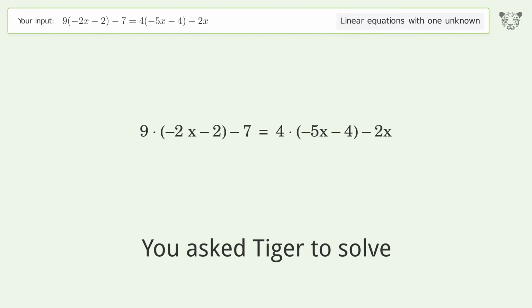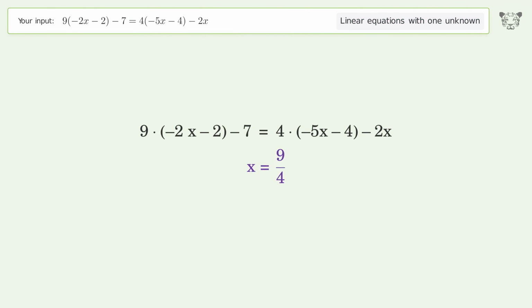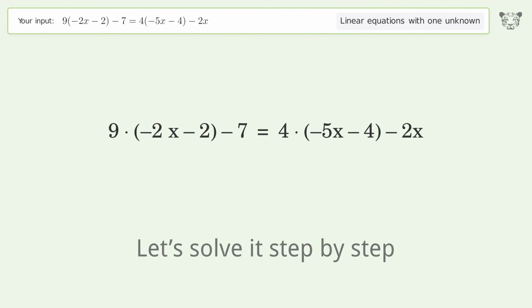You ask Tiger to solve this. It deals with linear equations with one unknown. The final result is x equals 9/4. Let's solve it step by step.